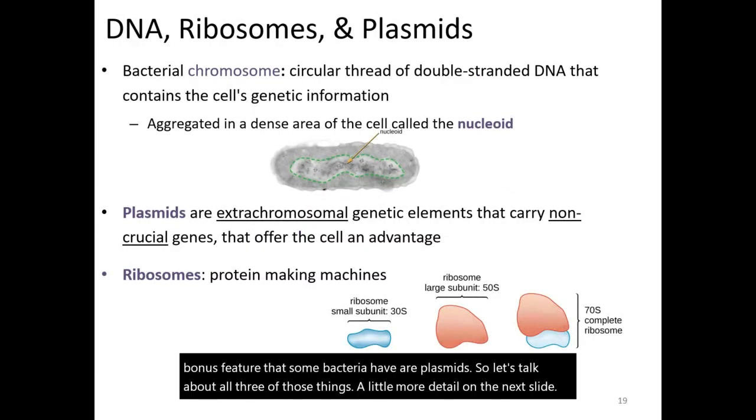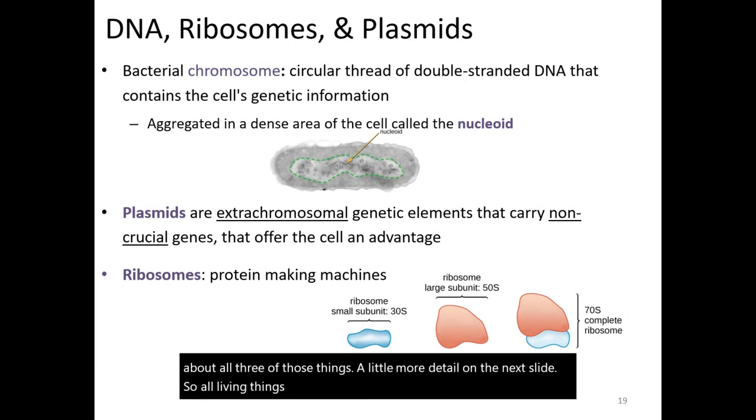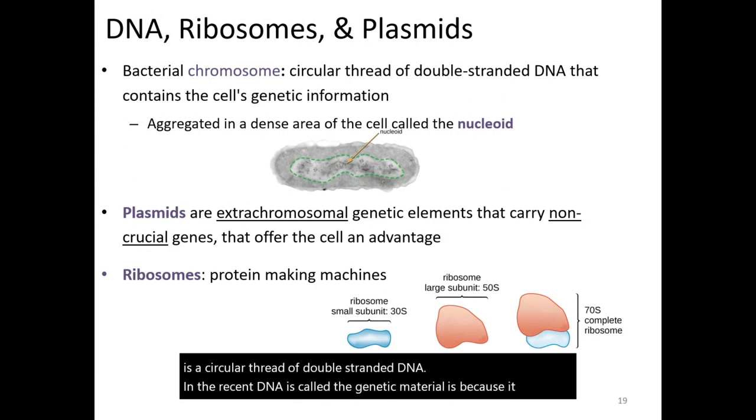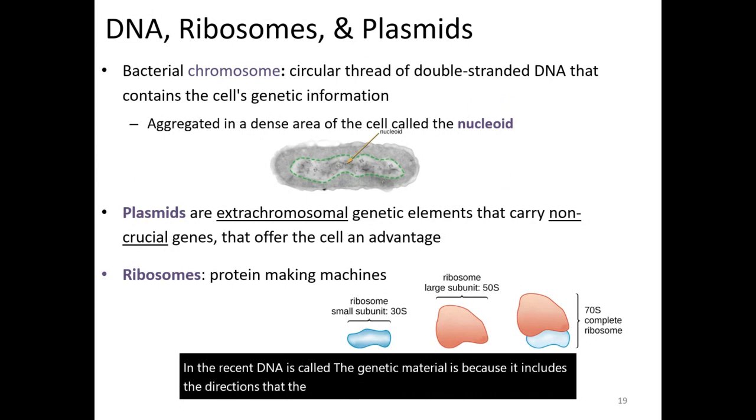So all living things have DNA as their genetic material, and all the DNA together is known as the chromosome. So the bacterial chromosome is a circular thread of double-stranded DNA. And the reason DNA is called the genetic material is because it includes the directions that the cell needs to make proteins, because proteins are the workers of the cell.